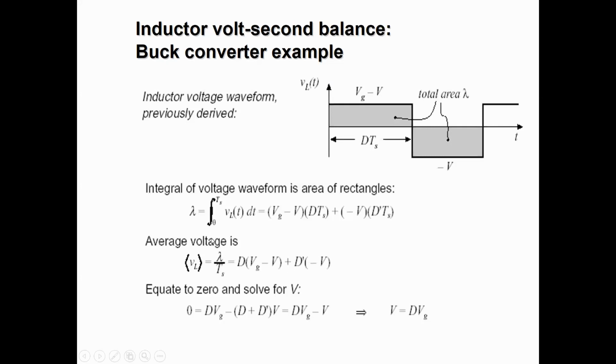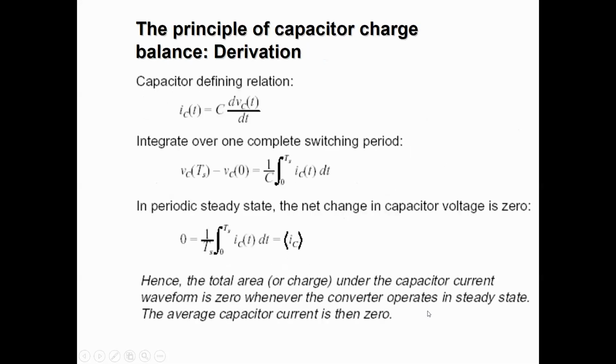So now apply the steady state condition, that in steady state the inductor voltage is equal to zero. So it means this side will be equal to zero. From here we get dVg minus (d plus d dash) times V, where d dash is equal to 1 minus d. So from here, if we simplify it, we get V equal to dVg, where V is the output voltage, d is the duty cycle, and Vg is the input voltage.